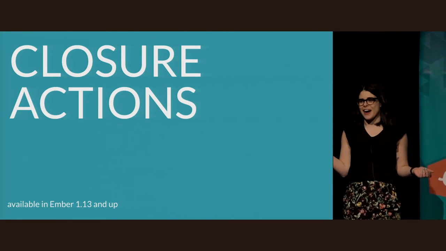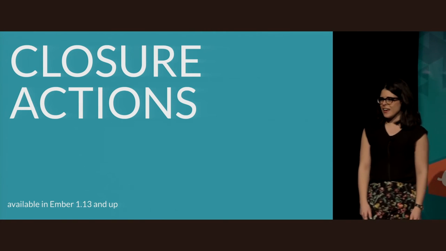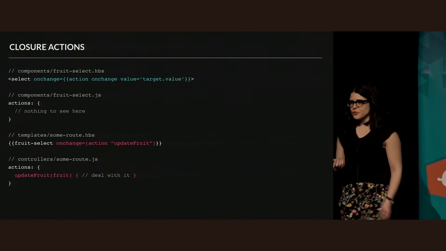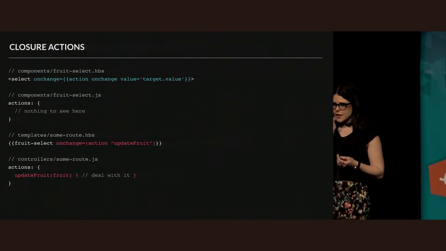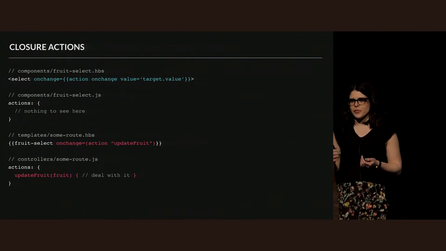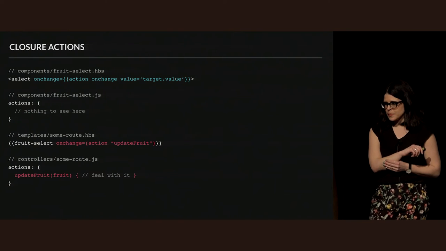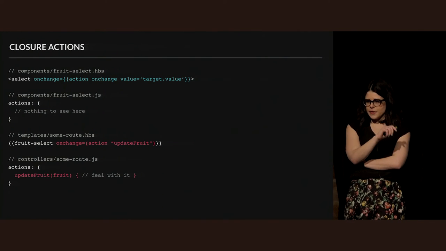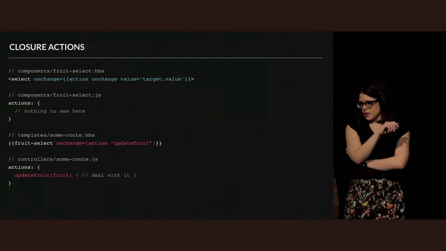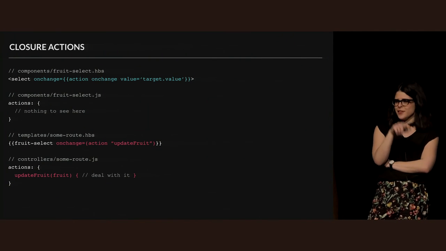Luckily, we have closure actions now. So this landed in 1.13, available in any version after that. And the way that closure actions work is that instead of having to bubble up in an internal action handler, wherever you're rendering the component, instead of giving it a named action, sorry, the name is a little mismatched there, you can actually tell it that I want you to use an action called update fruit.